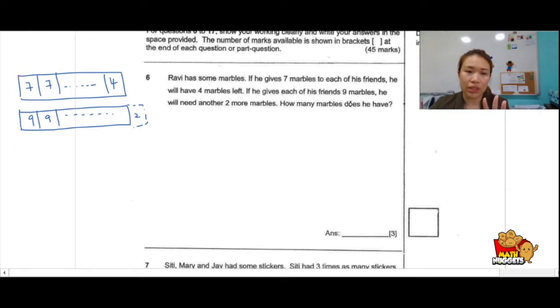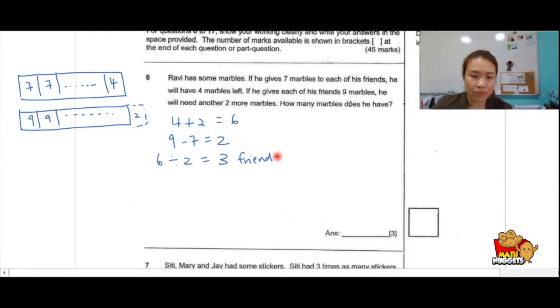And on top of that, he needs to buy 2 more marbles. He needs to get 2 more marbles. So in total, he will be distributing 6 marbles in order to give his friends 2 more each. So 6 divided by 2, 3. He has 3 friends. Okay, so if he has 3 friends, how many marbles does he have?